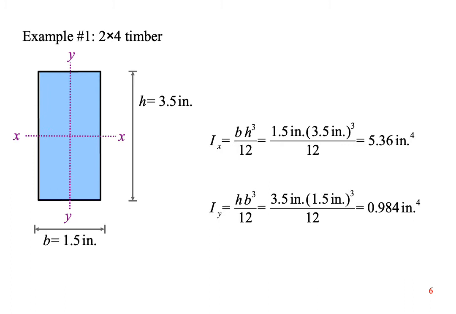It also matters when we calculate how much a beam deflects under load. Deflection is also inversely proportional to the moment of inertia. So a 2x4 standing on edge will deflect only 1/5 as much as a 2x4 lying flat.